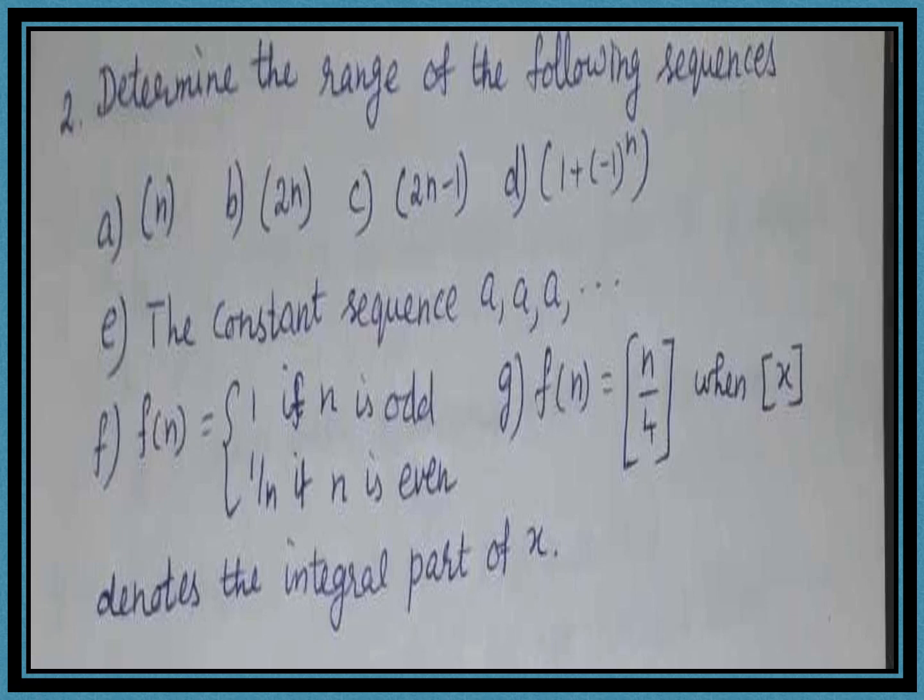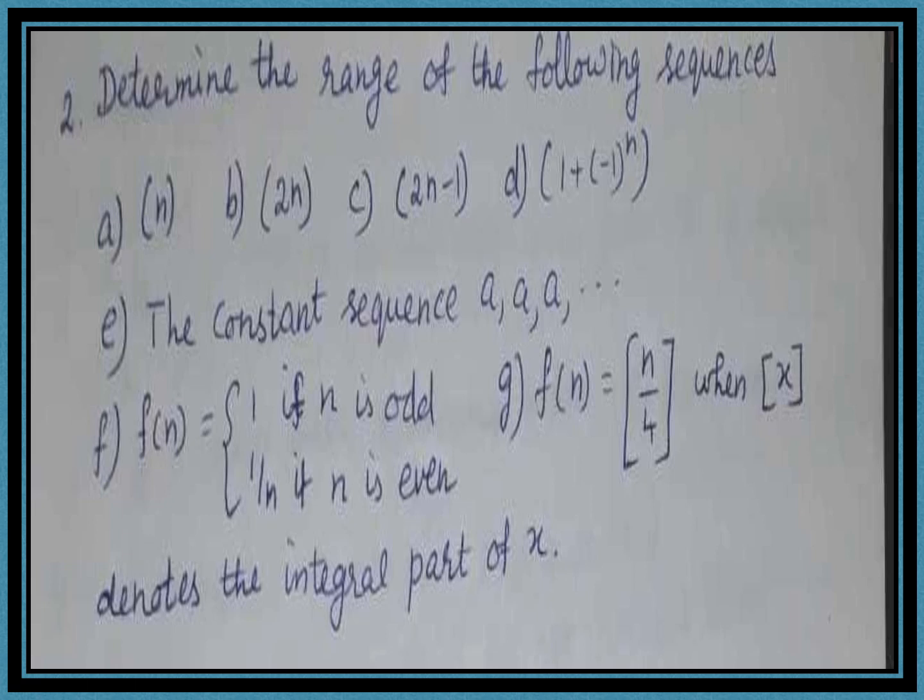Here you have to find the range of the sequences. For example, let us take the first example. First problem, sequence n. Here the terms of the sequence will be 1, 2, 3, 4, etc., n, etc. The range of the sequence is positive integers. In the same way, you can find the other ranges.